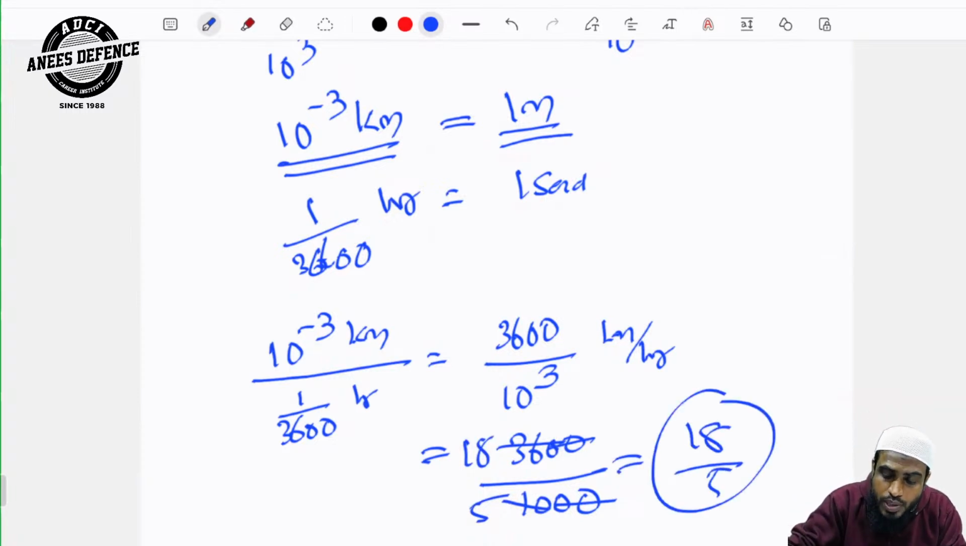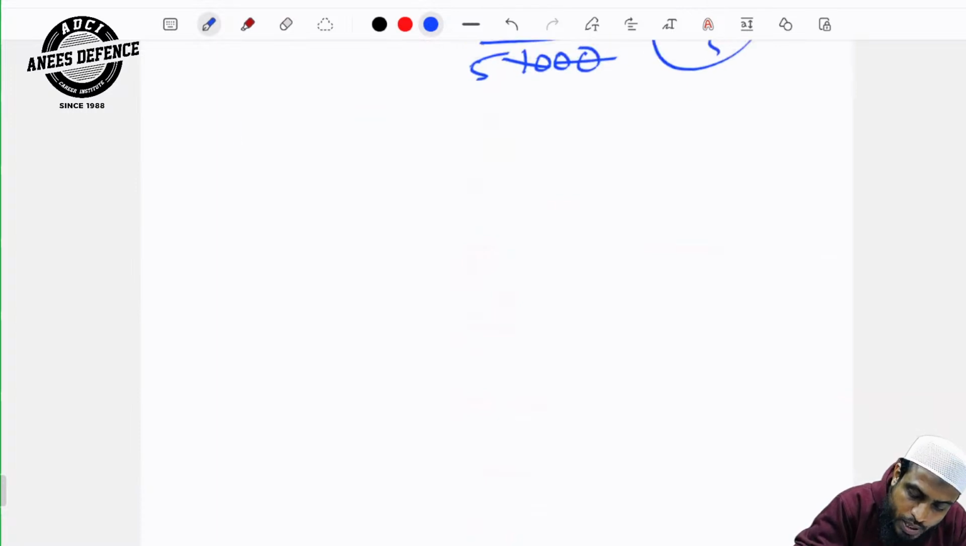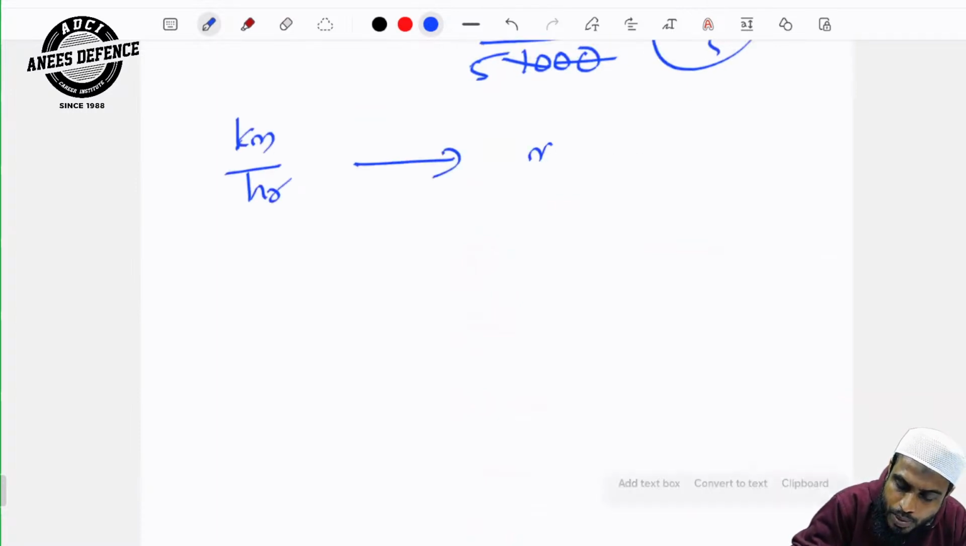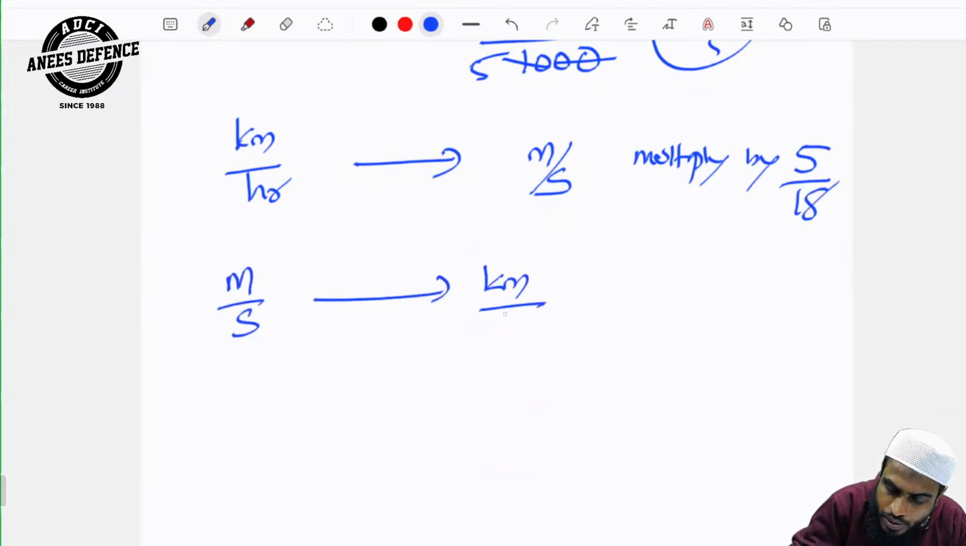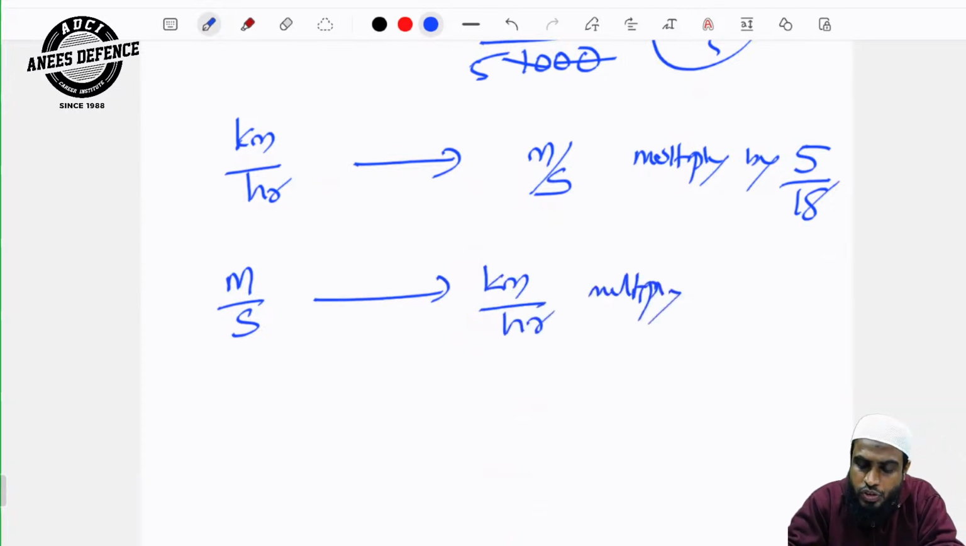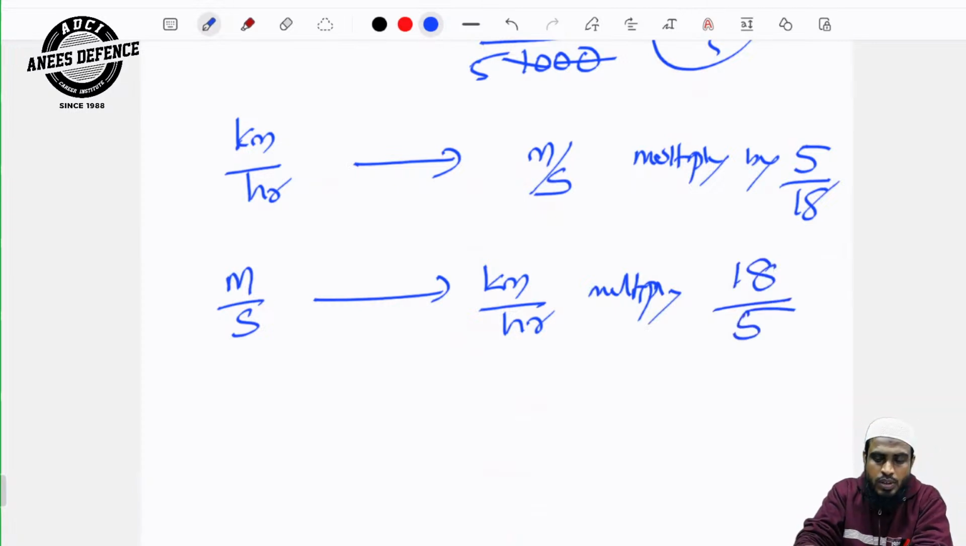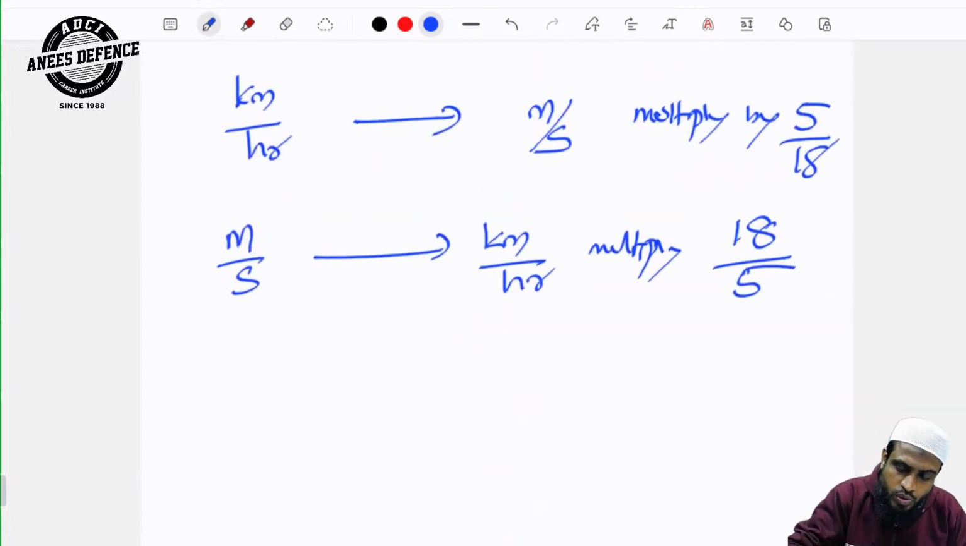So if you want to convert kilometer per hour to meter per second, multiply by 5 by 18. If you want to convert meter per second into kilometer per hour, multiply by its reciprocal, 18 by 5. So this should be remembered.